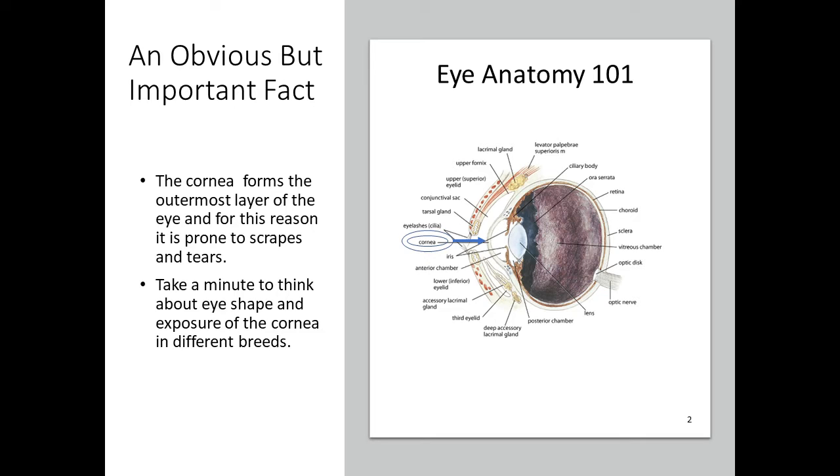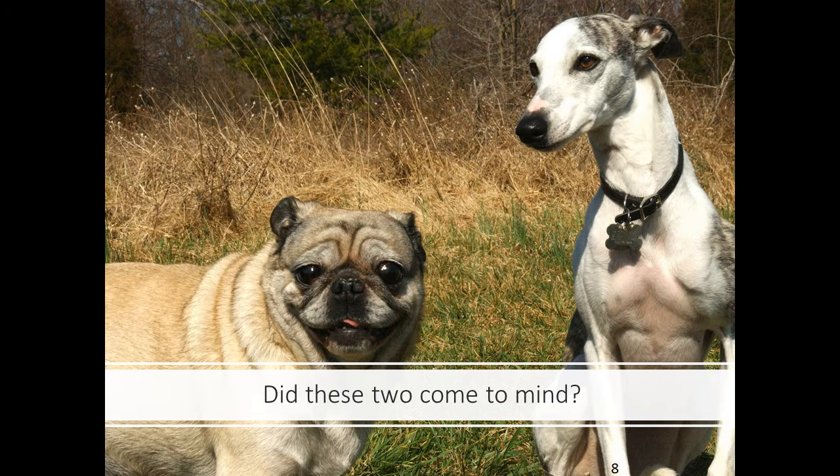A quick review of anatomy, an obvious but important fact. The cornea forms the outermost layer of the eye, and for this reason it is prone to scrapes and tears. Take a minute to think about eye shape and exposure of the cornea in different breeds. Did either of these two breeds come to mind? There are definitely different breeds that are more prone to ocular concerns based on the shape of the face and how their eyes are exposed.